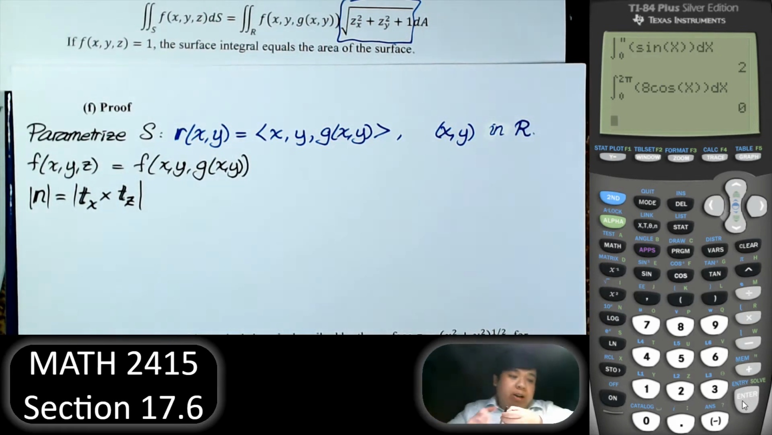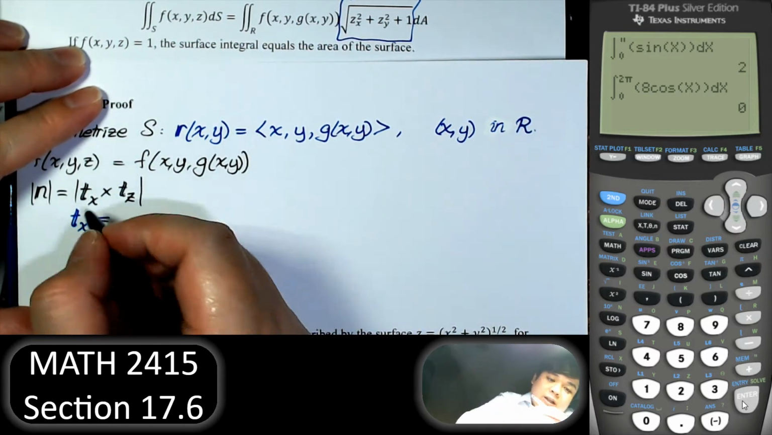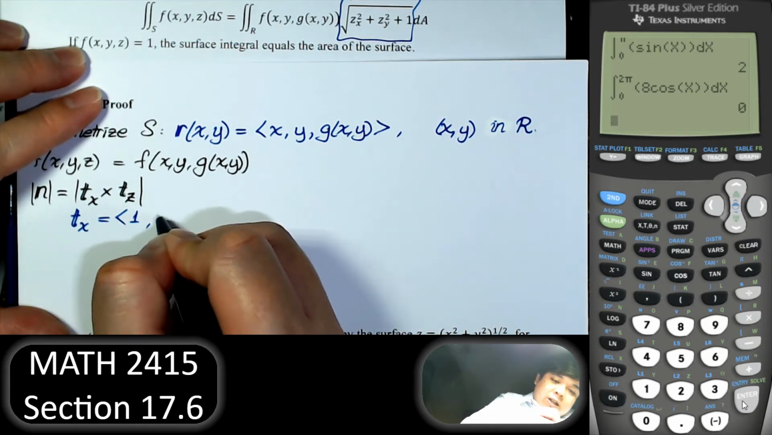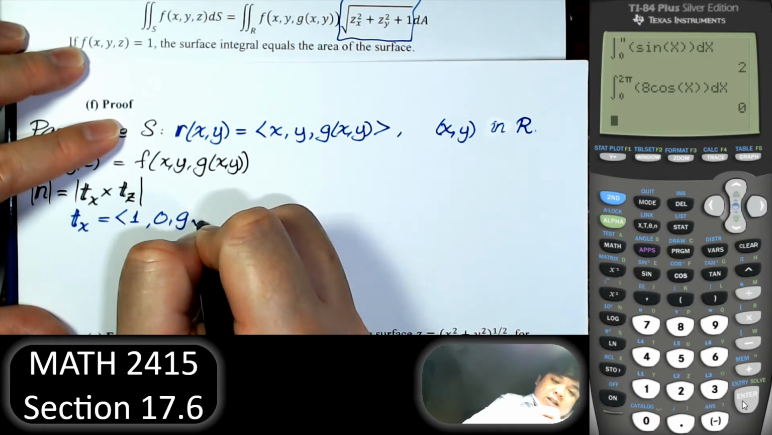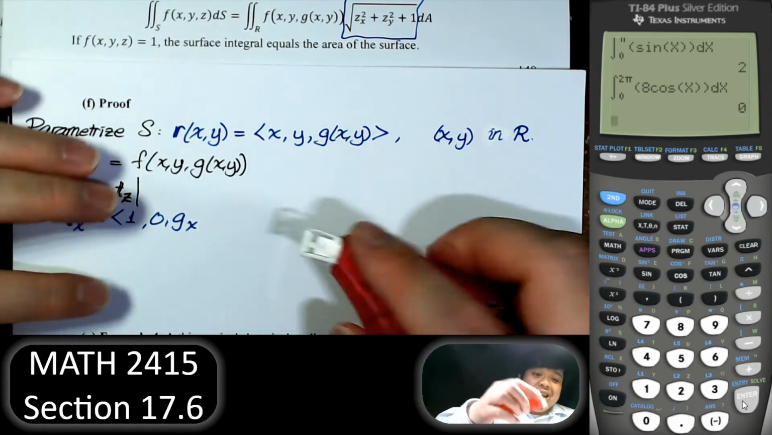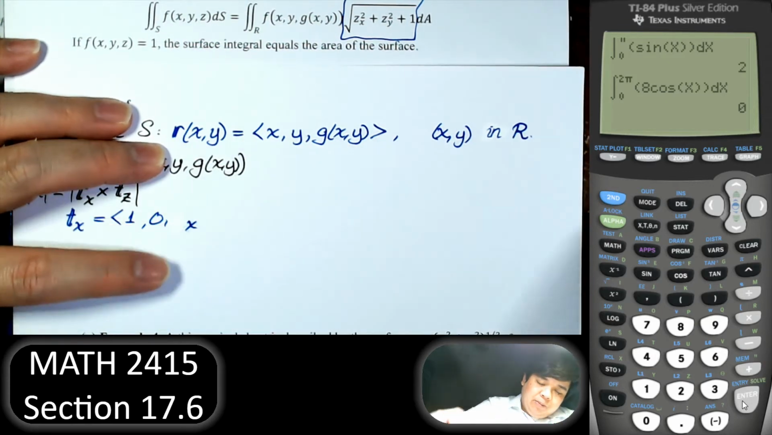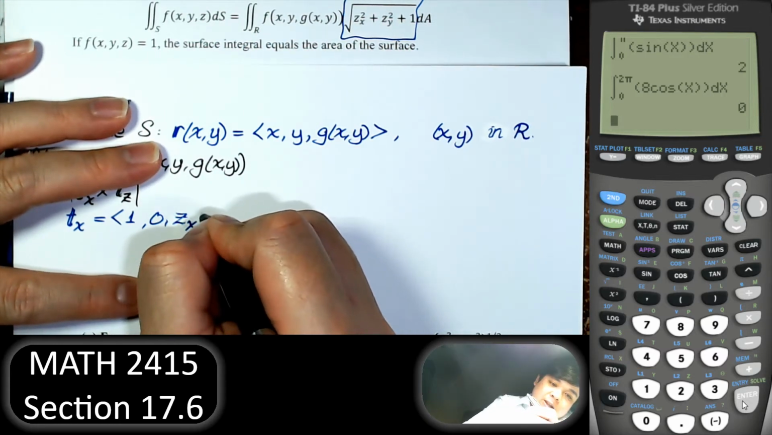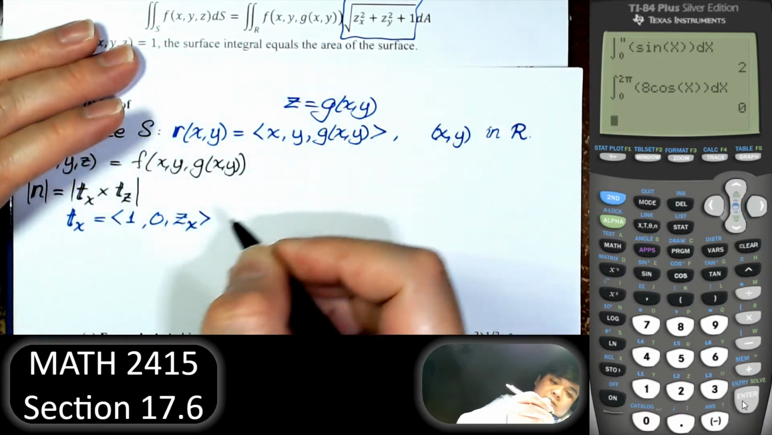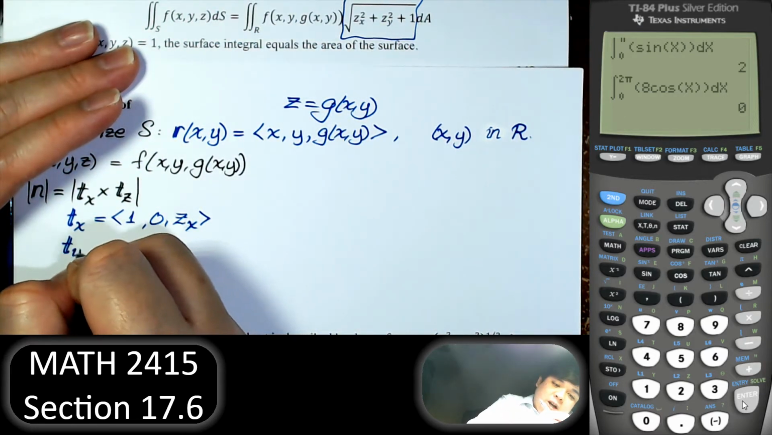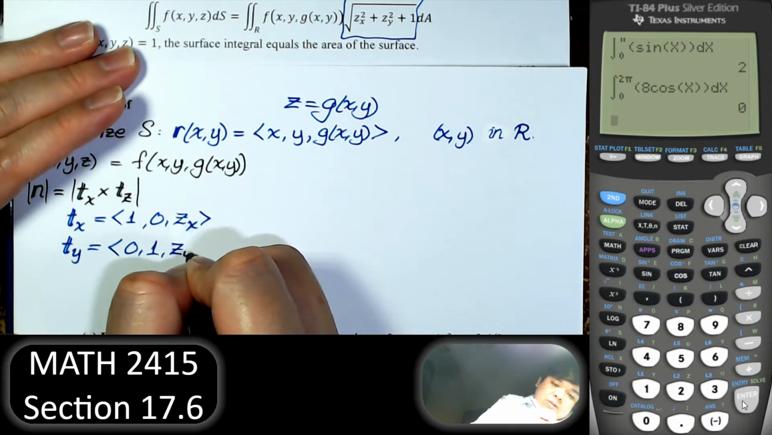Now, the derivative with respect to x. In this case, 1, 0. The derivative with respect to x, we just write g sub x, or if we want to, z sub x, where z equals g of x, y. And then the derivative with respect to y: 0, 1, z sub y.